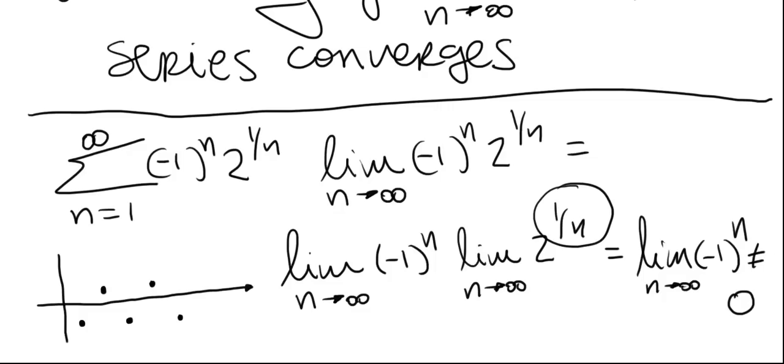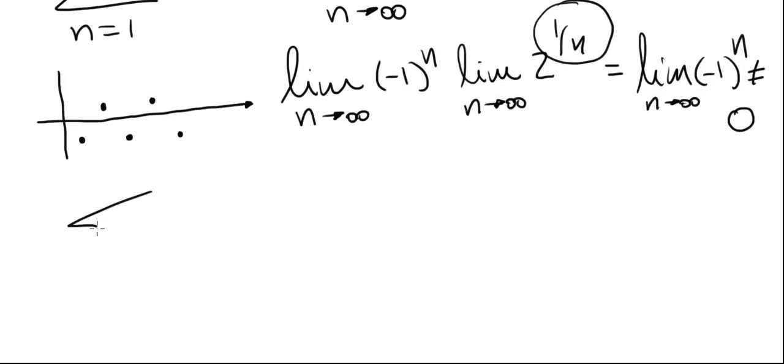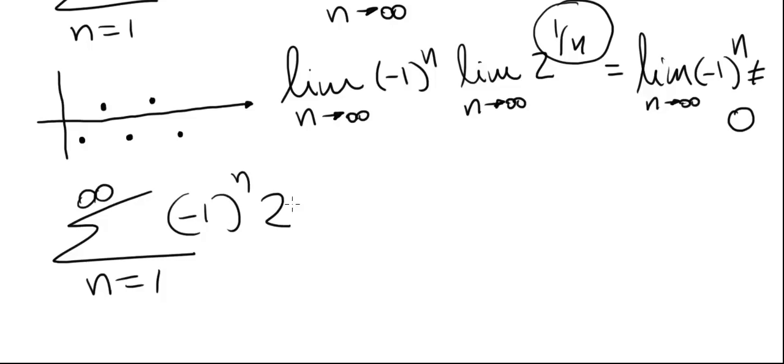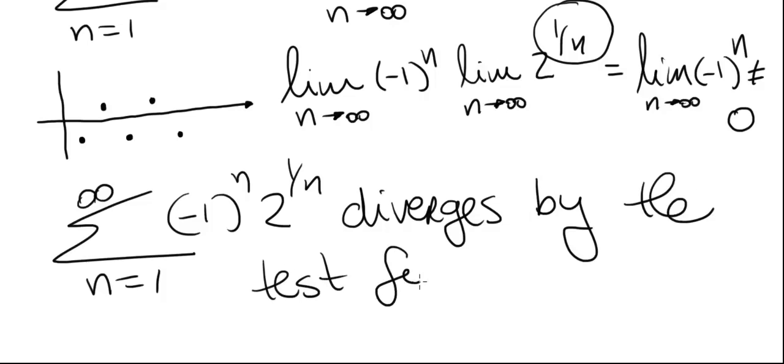And now we can use the test for divergence, because the limit is not 0, to conclude that the series from 1 to infinity of (-1)^n times 2^(1/n) diverges by the test for divergence.